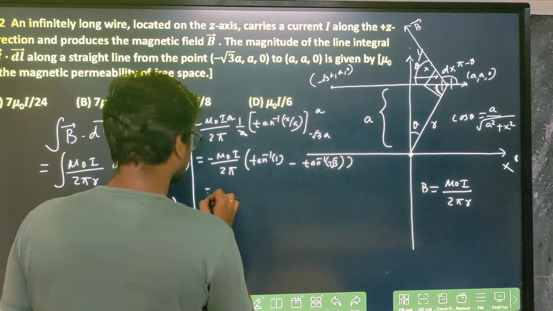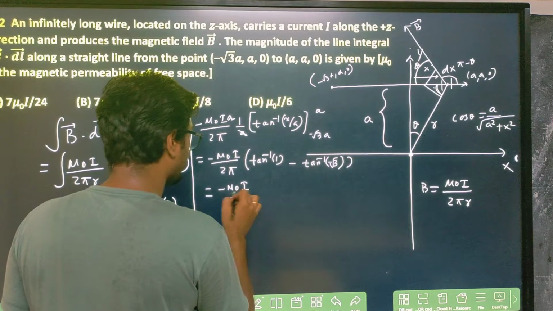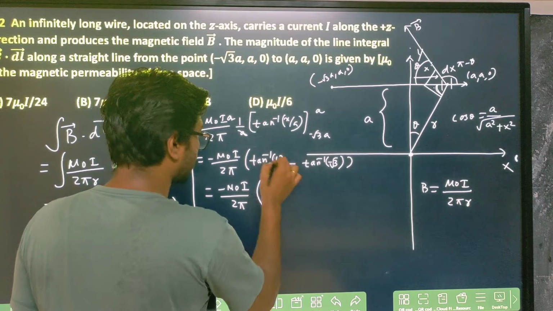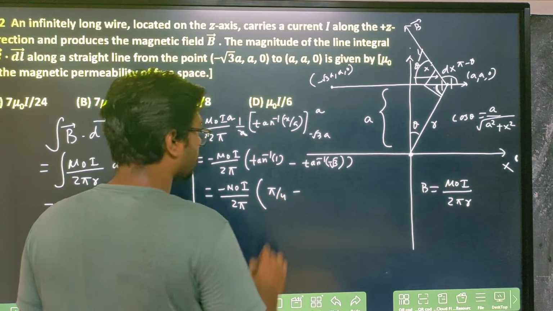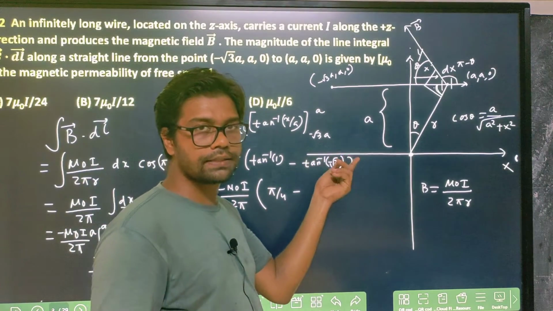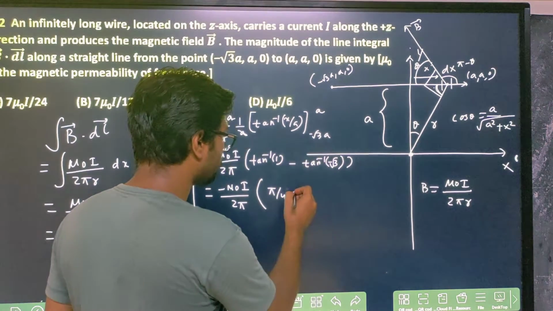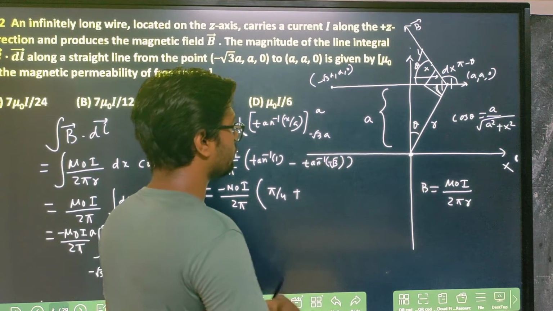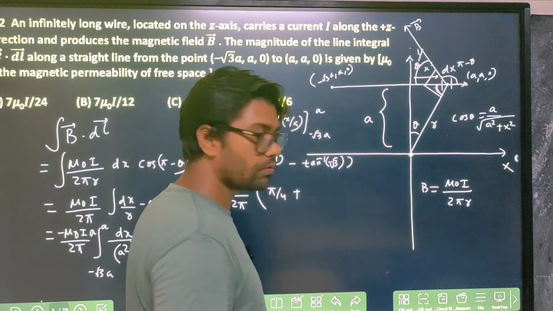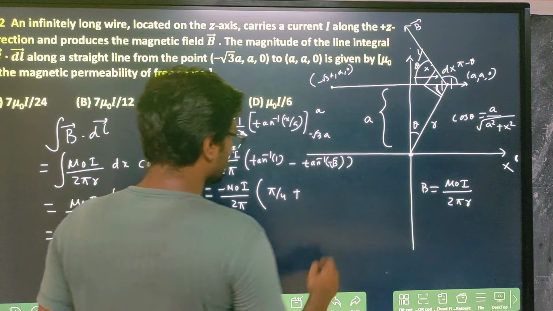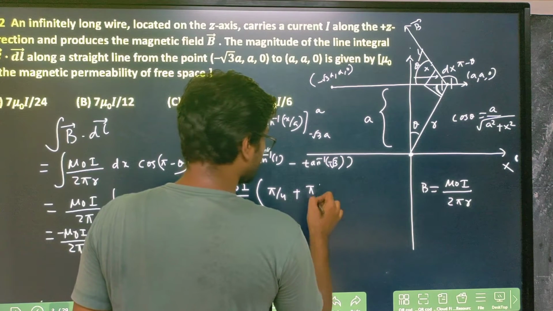So this will be minus mu naught I divided by 2 pi, tan inverse 1 is pi by 4, minus tan inverse of minus root 3 is minus tan inverse of root 3. So you take it in minus, so it will be obviously plus, and tan inverse of root 3 is basically, you know, your 60 degrees, or you can say that is your pi by 3.